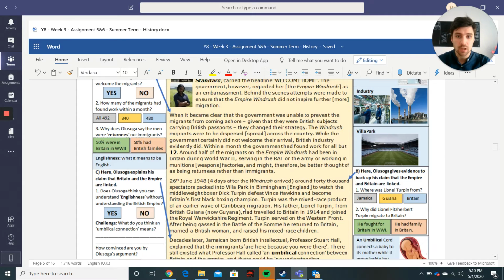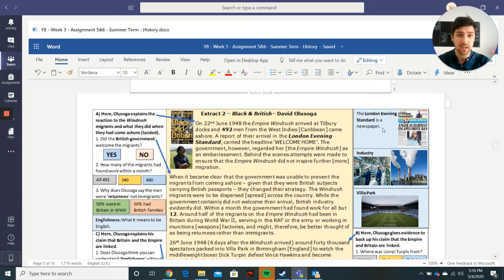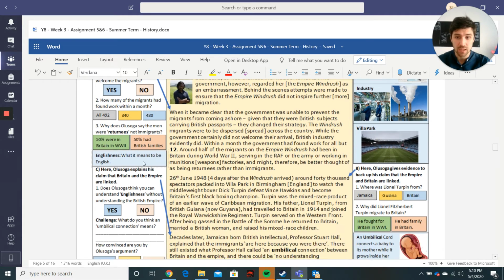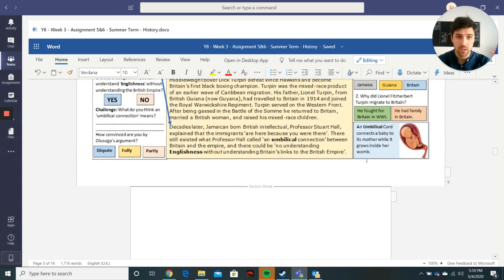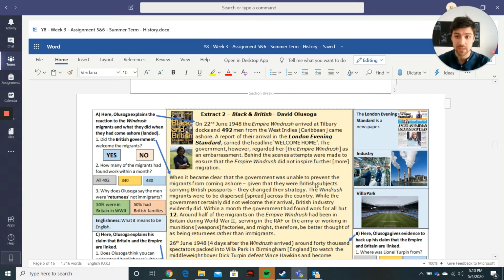If you're stuck at all, look at the boxes where I'm asking you questions because I give you an overview of what he's talking about in each paragraph. There are particular words you might find tricky. Again, I've given you things around the outside, definitions, pictures and so on, that will help you to understand those things.